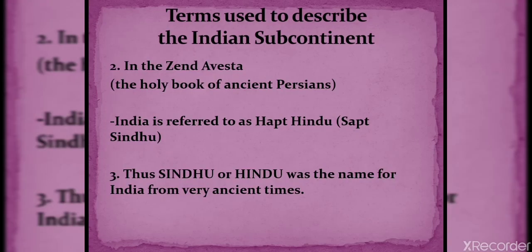Number two, in the holy book of the ancient Persians, Zend Avesta, India is written as Hapt Hindu. In Sanskrit, the Persian letter H gets replaced by the letter S. So, Sindhu or Hindu was the name for India from ancient times.